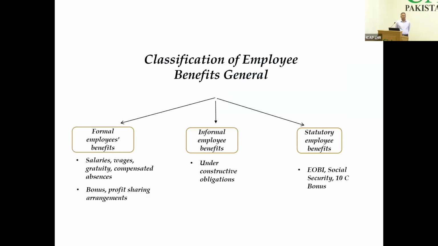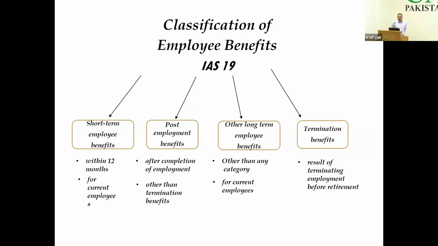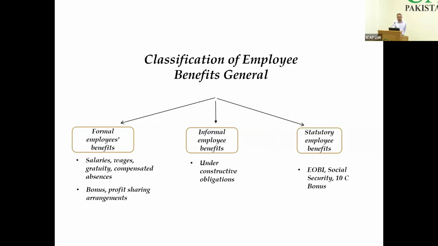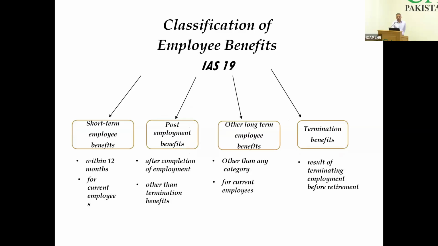As far as the classification of employee benefits is concerned, normally we classify employee benefits into formal employee benefits, informal employee benefits, and certain statutory employee benefits. But under IAS 19, we will be dividing these three types of employee benefit into these four categories. One is short-term employee benefits, post-employment benefits, other long-term employee benefits, and then finally termination benefits.